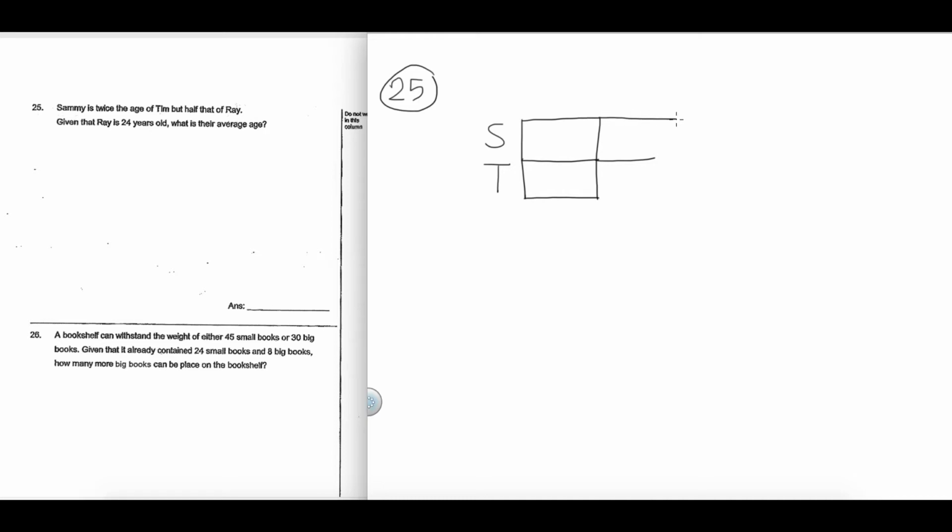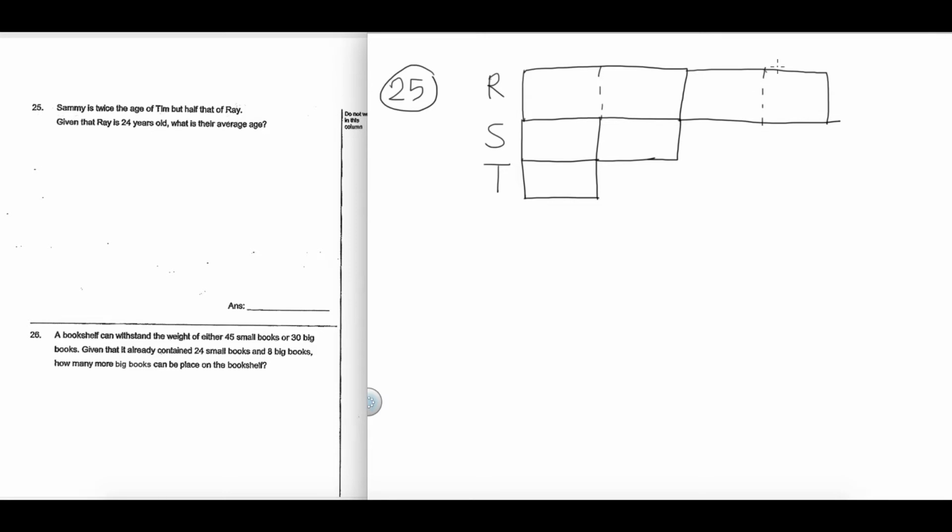Okay? But Sammy is half of that of Ray. So Ray versus Sammy. Ray is older. Okay? Sammy is younger by twice. So Sammy is half of Ray. So if Sammy is this much, Ray will be times 2 of Sammy. Alright? So I'm going to cut this here so that all the units are now equal.